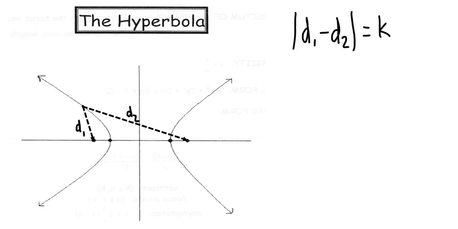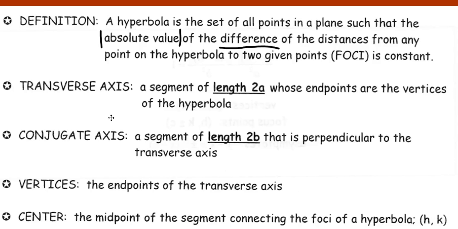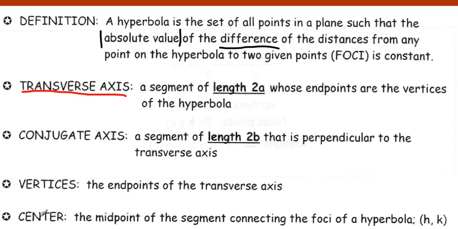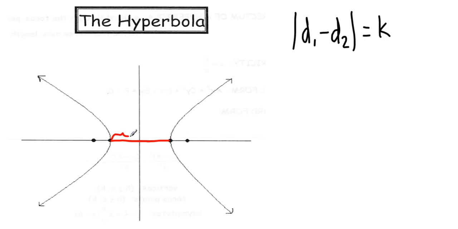Now let's look at some components. Let's get rid of this for space's sake. All right, so the transverse axis. Our transverse axis is a segment of length 2a whose endpoints are the vertices of the hyperbola. So our transverse axis on our graph here would look like so. And if its length is 2a, then half of that would be from the center to one of the two vertices.